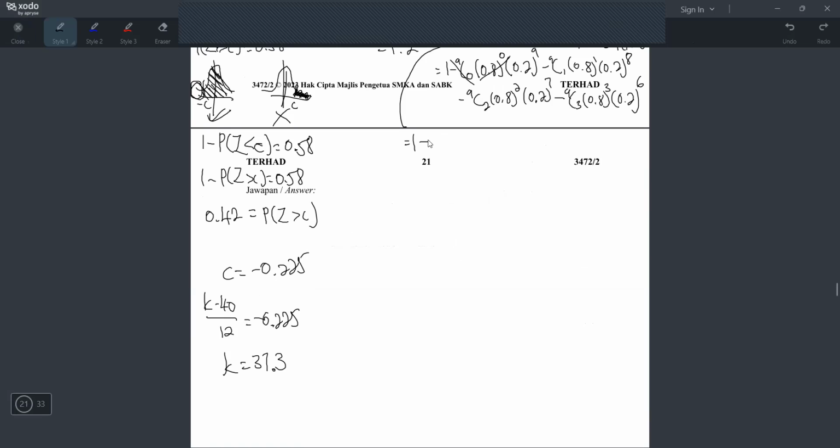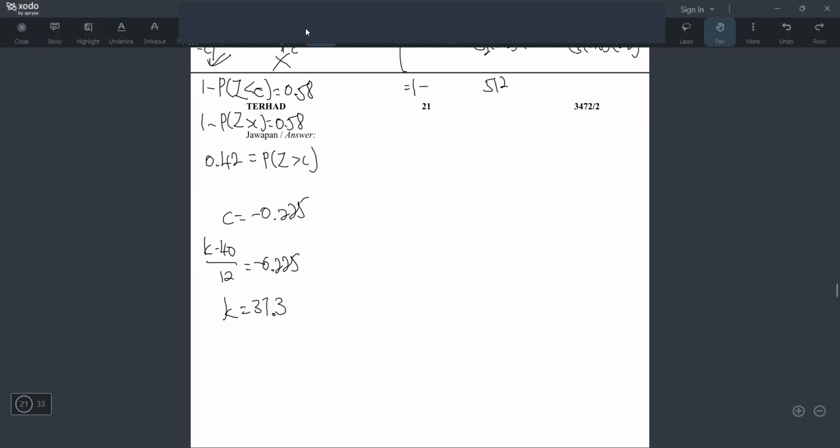My calculator gives me 5.12 times 10 power negative 7, so it's 0.000000512. The decimal is here, so if you move 7 times, 1, 2, 3, 4, wait. 1, 2, 3, 4, 5, 6. Wait, one more time. 1, 2, 3, 4, 5, 6, 7. Yeah, this is correct.